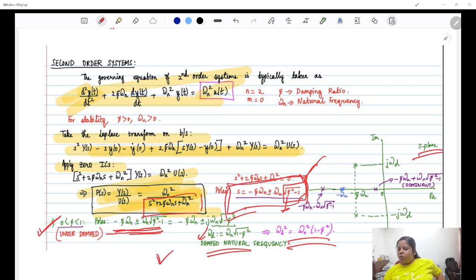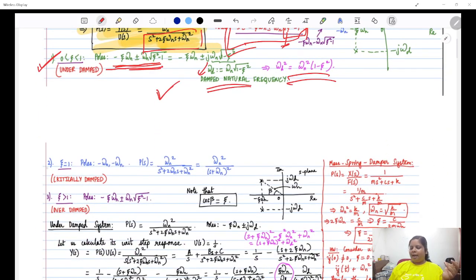So if the poles are available in such a way that they are conjugate pairs, then definitely your system is an underdamped system. So it has to be looked at in both ways, right? What is the range in which your zeta is lying, or where are the poles actually located? Both of them can help you in determination of what is the type of system.